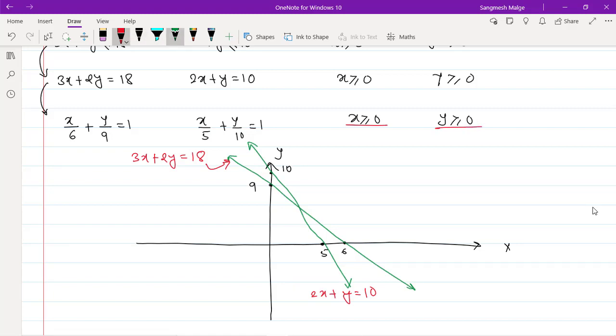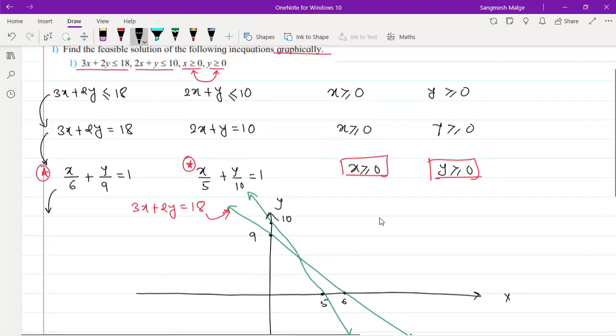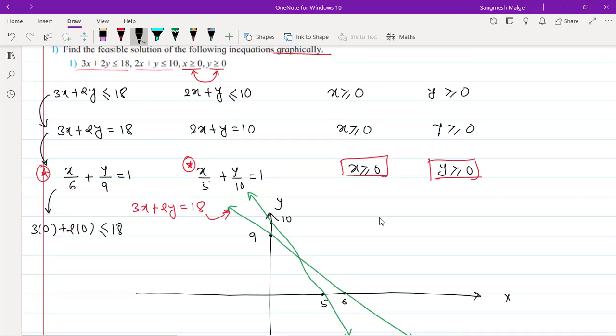Let's now draw the common region. Without the common region also you can directly specify for these two. But for these two inequalities we have to check whether this feasible solution set is including 0 or not. So for that we substitute 0, 0 in the given inequation, which is 3x plus 2y. So it is 3 into 0 plus 2 into 0, which is less than or equals to 18. So 0 is less than or equals to 18. Absolutely fine, no problem. So the first line includes the 0 in its feasible solution.